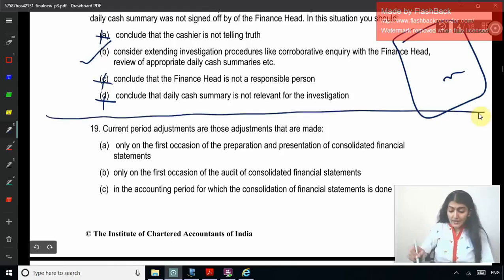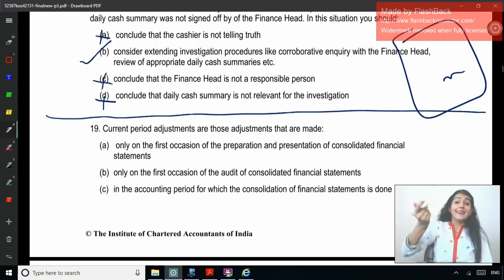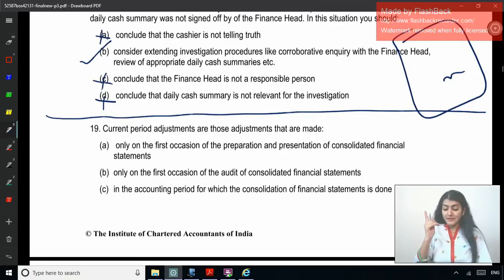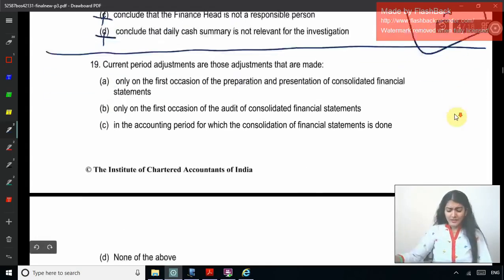Next one, current period adjustments. So all of a sudden, which chapter? Audit of consolidated financial statements. Current period adjustments are those adjustments that are made only on the first occasion of the preparation and presentation of consolidated financial statements. No, those I think are permanent consolidation adjustments, which are done only on the first occasion.